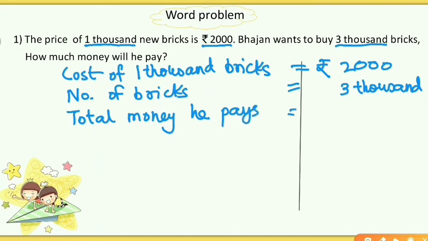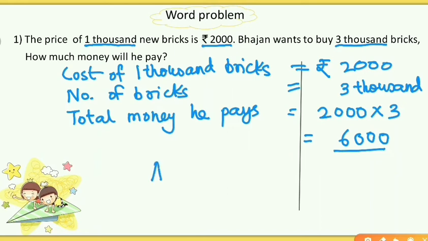Total money he pays. So we already know what operation we have to apply here. We have to multiply. So to find total money he pays, we have to multiply the cost of 1000 with 3000. So when you are multiplying this, let's multiply it like this. 3 2s are 6. So when we multiply and solve it, we get our answer as 6000.